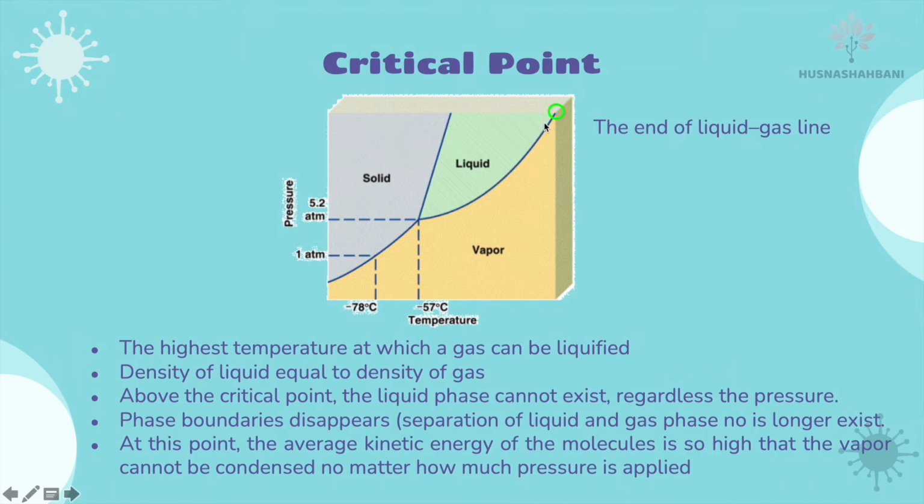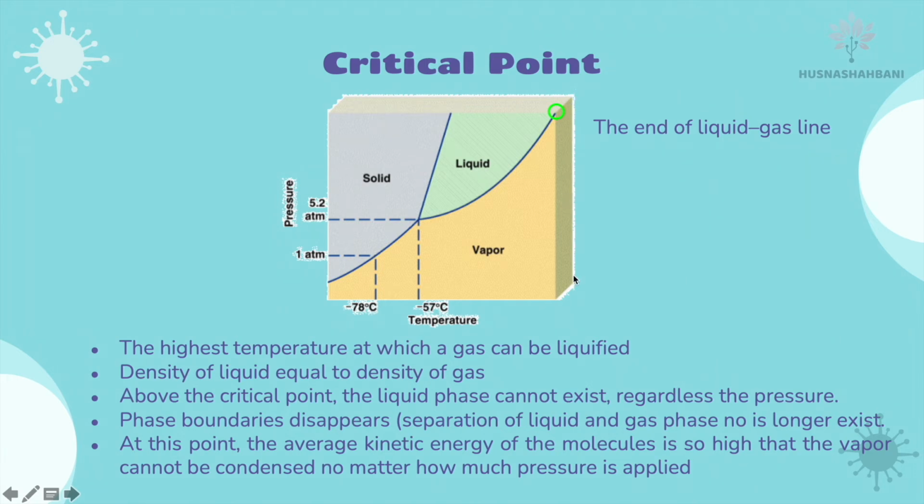Density of liquid is equal to the density of the gas at the critical point. Above the critical point, the liquid phase cannot exist anymore, no matter how low or how high the pressure is. So after this point, there is no liquid form anymore, only gas form. Phase boundaries disappear. Separation of liquid and gas phase no longer exists after this point.